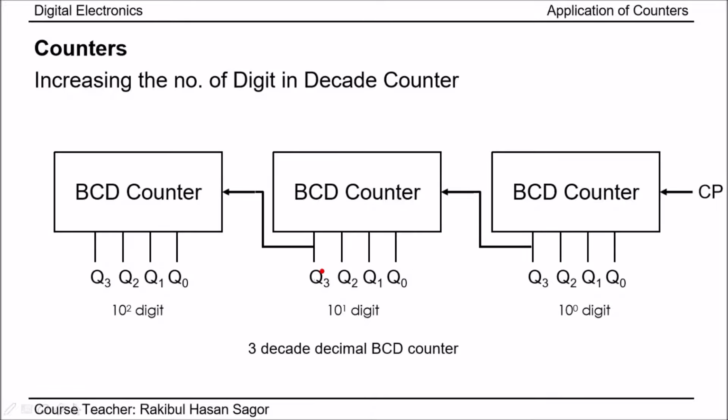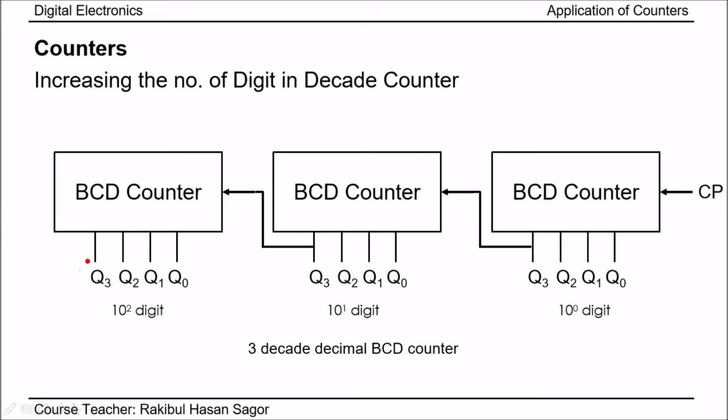In this way, whenever it reaches 9, then after 9 it will go back to 0, giving a clock pulse triggering, making the third BCD counter output equivalent to 1. So it will look like 100, 101. In this way, this 3-decade decimal BCD counter can count up to 999. After 999, all the outputs will go back to 000. In this way, we can increase the number of digits by adding BCD counters in series.